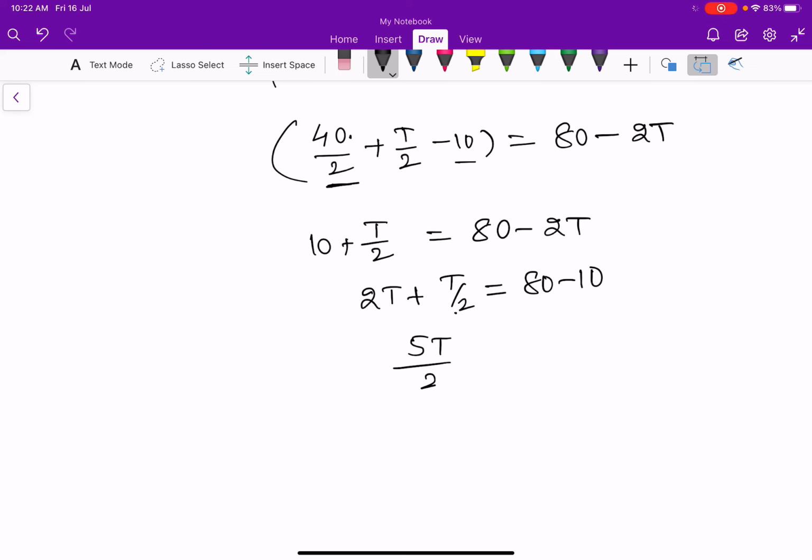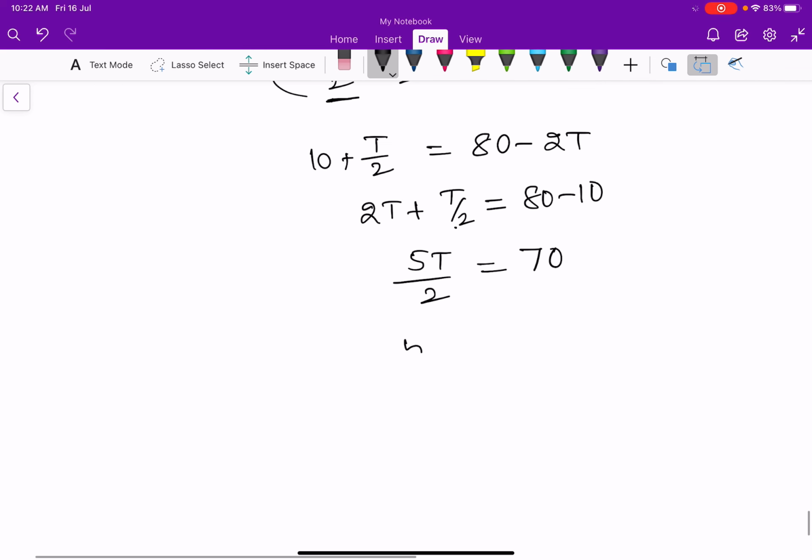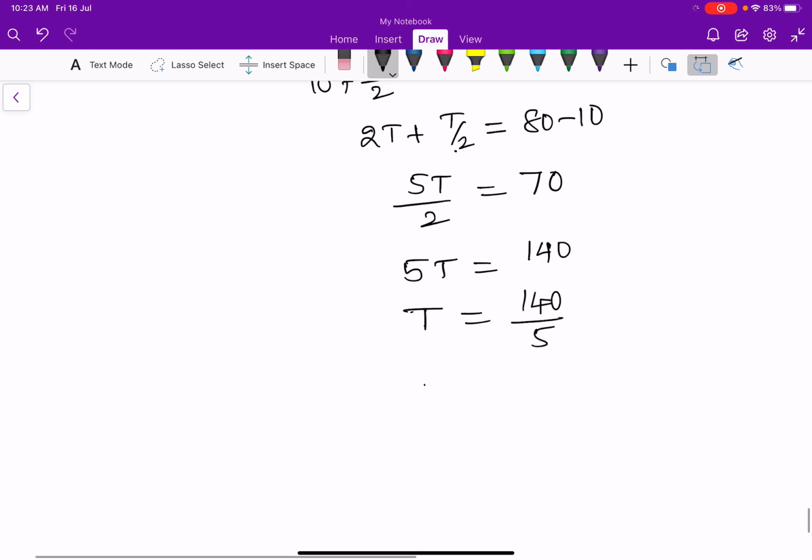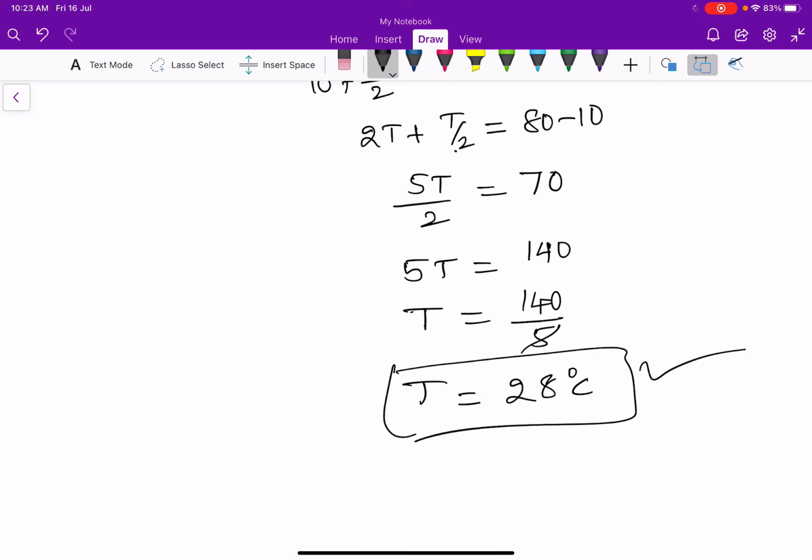5T by 2 is equal to 70. So 5T is equal to 140. So T is equal to 140 by 5, so T is equal to 28. So 28 degrees Celsius. The final temperature after 7 more minutes is equal to 28 degrees Celsius.